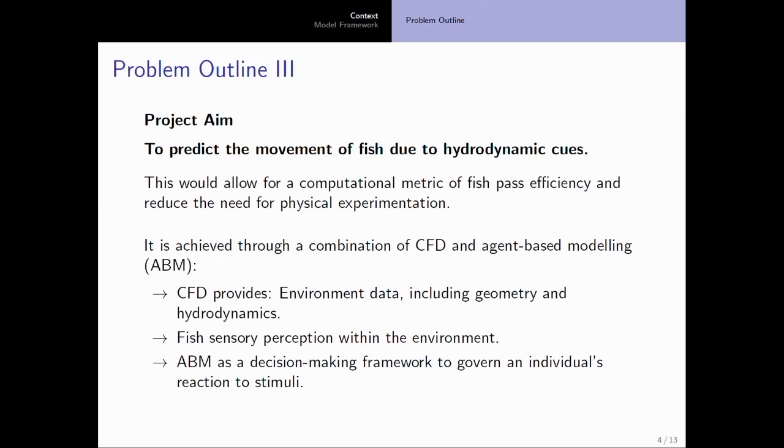So how do we plan on overcoming this? So the project aim is to develop some way of computationally assessing the efficiency of fish passes. And this is done by a combination of CFD along with agent-based modeling, which will allow us to basically reduce the need for physical experimentation. So it requires a number of things.